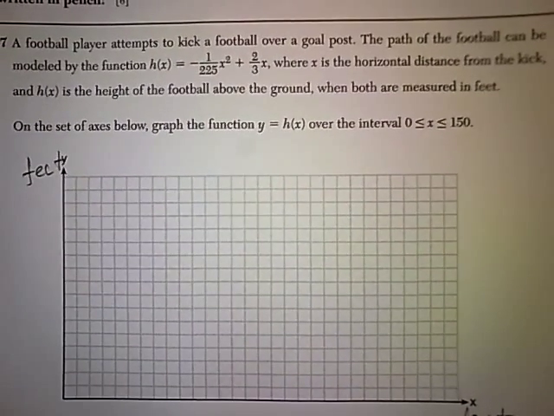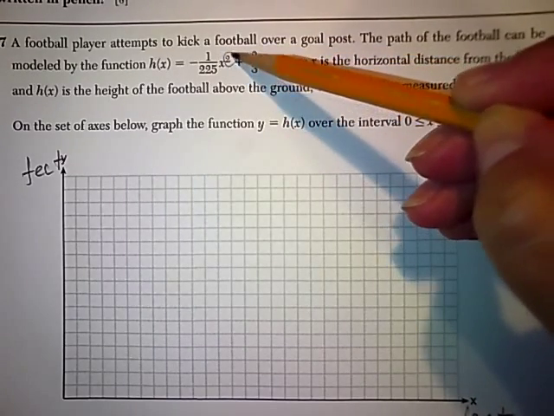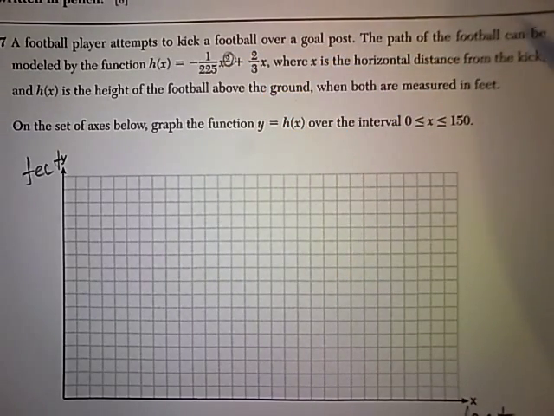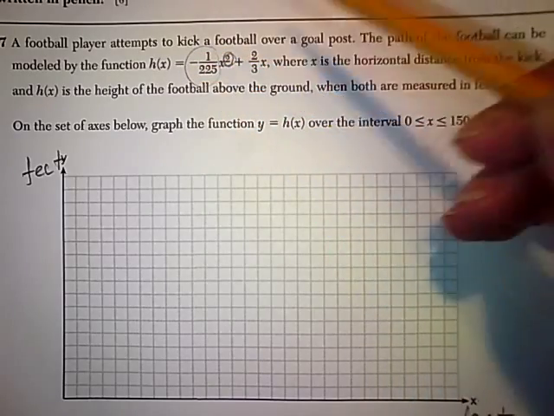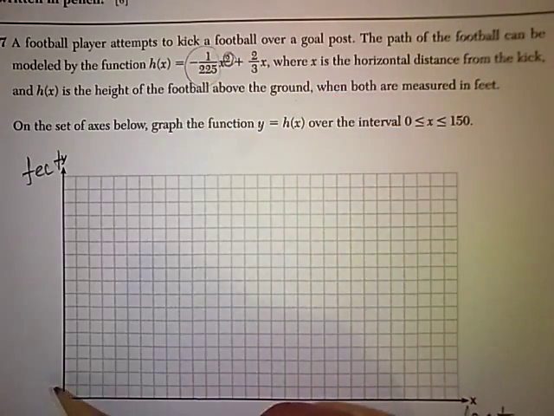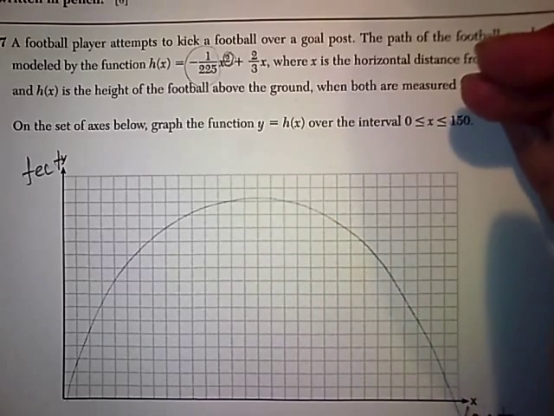So let's take a look at the function. The highest power of x is 2, so we are dealing with a quadratic function. The graph of a quadratic function is a parabola, and since the leading coefficient is negative, your parabola will face downward.